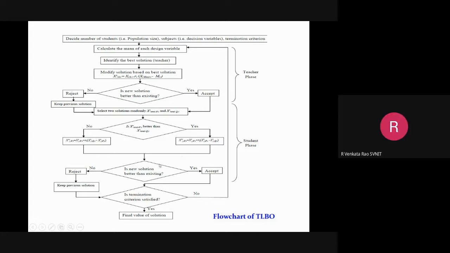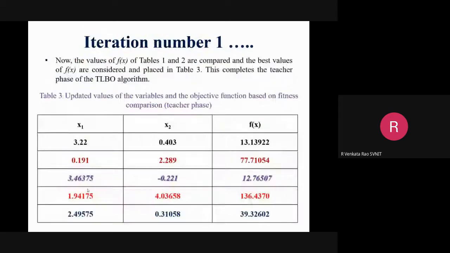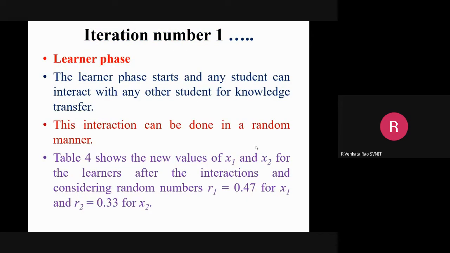Then what is the next step, Aparna? Is the new solution better than the existing one? That means now we have to compare the table 4 fx values with the table 3 fx values. If the new solution is better than the previous, we accept. If the new solution is not better than the previous, then we reject the new solution and keep the previous solution. So table 4 is to be compared with table 3. We will go to table 3, just to see learner 1. Learner 1 fx is 13.13. We have to compare table 3 and table 4.